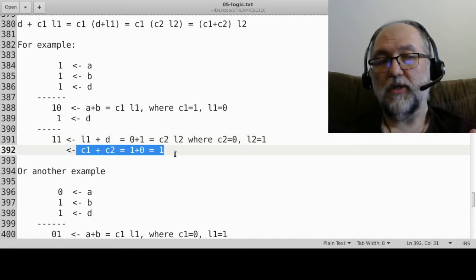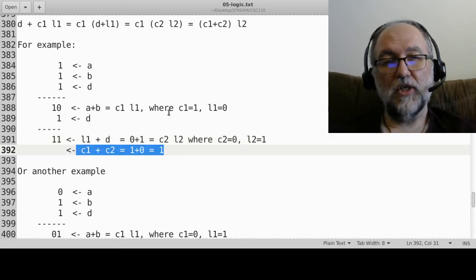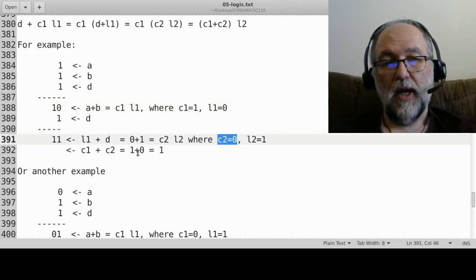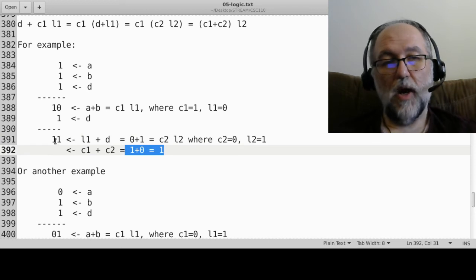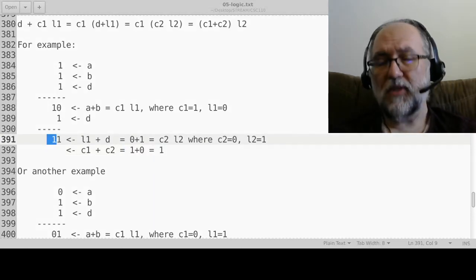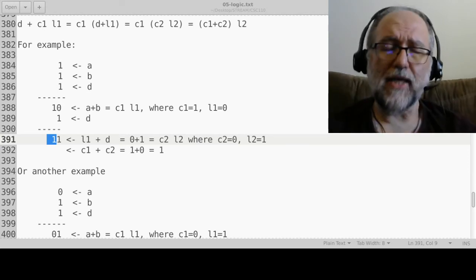And now I've got 2 carries. I've got the carry from the first addition, which was 1. I've got the carry from the second addition, which was 0. And when I add them together, 1 plus 0 is 1, and that gives me the overall carry. So a lot of steps there, but that's how you do it.